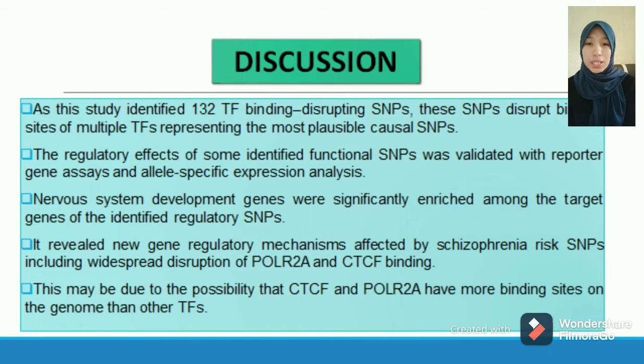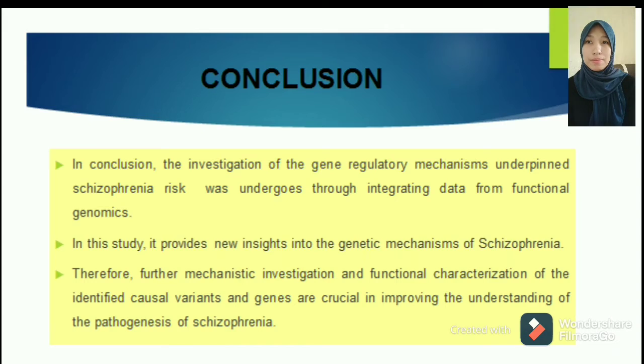This may be due to the possibility that CTCF and POLR2A have more binding sites on the genome than other TFs.